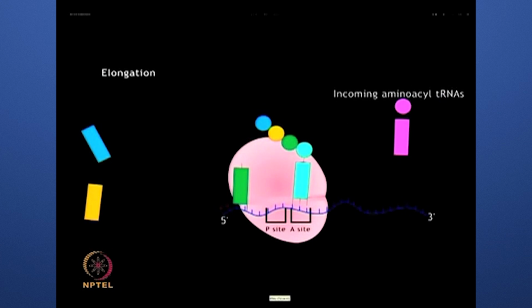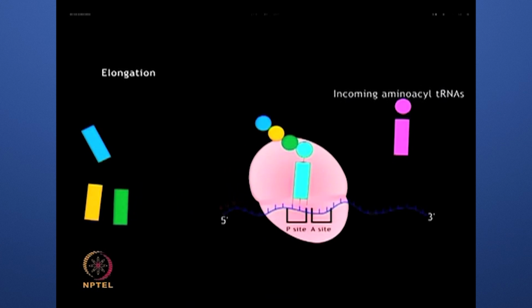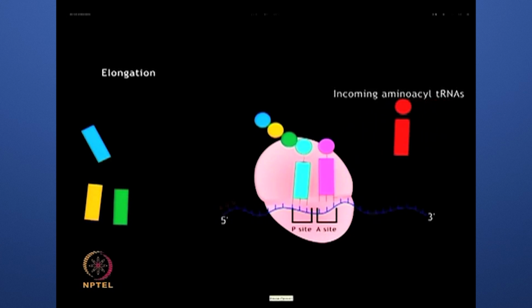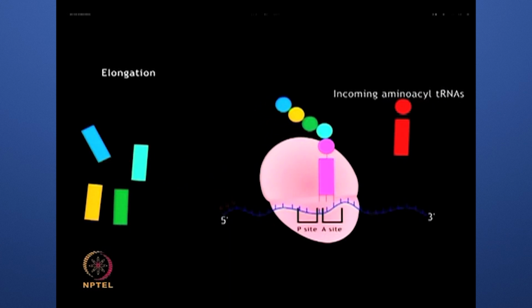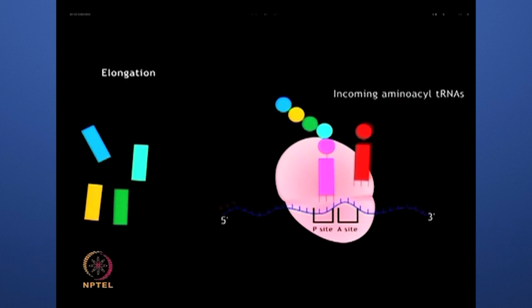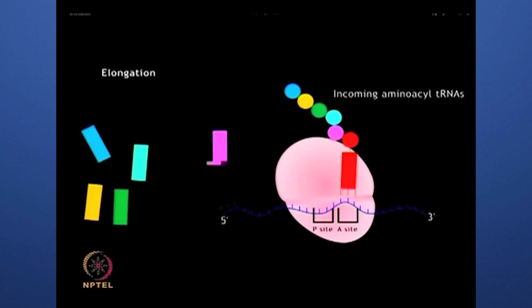Once the peptide bond has been formed, the ribosome moves one codon towards the 3' end of the mRNA, such that the tRNA in the A site now occupies the P site and the A site is again free for the next incoming amino acyl tRNA. Multiple such rounds of elongation followed by translocation of tRNAs are carried out to form the growing polypeptide chain.